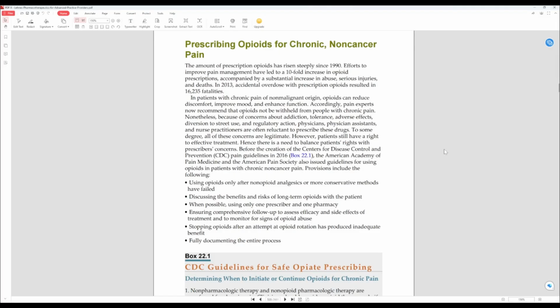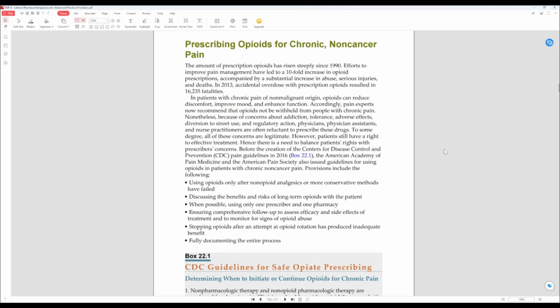In patients with chronic pain of a non-malignant origin, opioids can reduce discomfort, improve mood, and enhance function. Accordingly, pain experts now recommend that opioids not be withheld from people with chronic pain. Nonetheless, because of the concern about addiction, tolerance, adverse effects, diversion to street use, and regulatory action, physicians, PAs, and NPs are often reluctant to prescribe these medicines. To some degree, all of these concerns are legitimate. However, patients still have a right to effective treatment. Therefore, there is a need to balance patients' rights with prescribers' concerns.